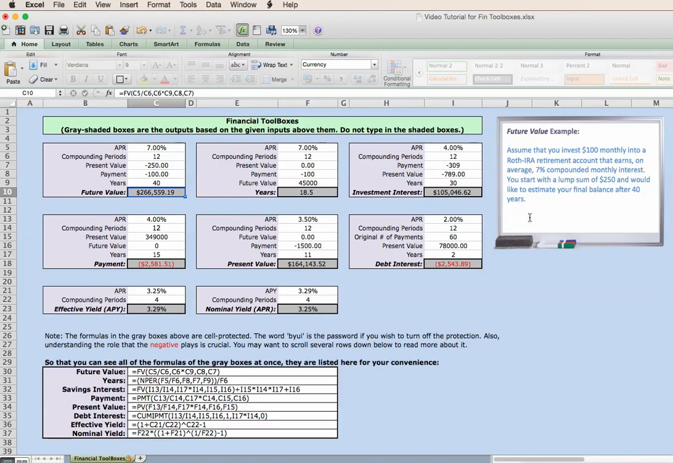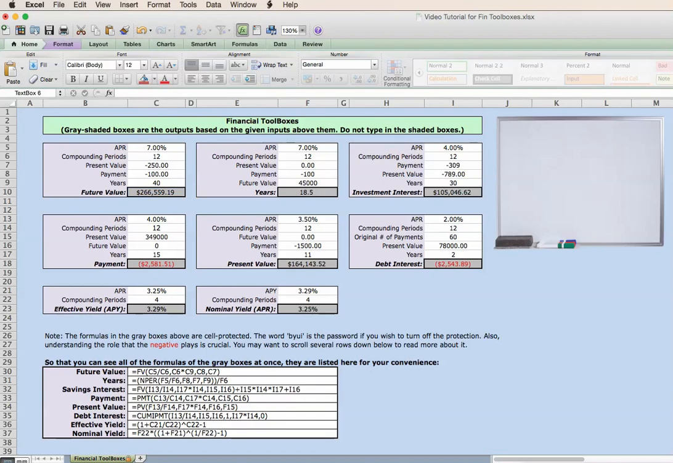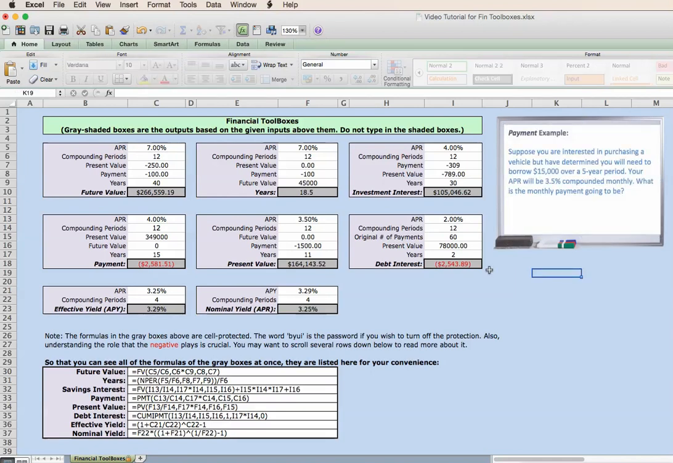That's a great example to begin with. So let's get rid of that one, and we'll bring on board the payment example. And this one will be nice and practical for a car loan. Suppose you're interested in purchasing a vehicle, but have determined that you will need to borrow $15,000 over a 5-year period. Well, the amount you borrow is oftentimes called the present value. So I'm going to put that in. This time I'll make it a positive because it's money that's coming to me as inflow. In the cash flow model, it's going to be money coming in my direction as I borrow.